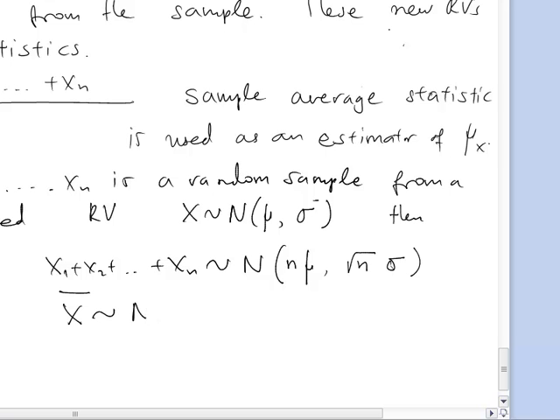And of course the sample mean has normal distribution, precisely normal distribution. These are precise distributions, not approximate distributions, because the original population is normally distributed. And for x bar, the normal distribution has mean equal to mu, and standard deviation equal to sigma divided by the square root of n.